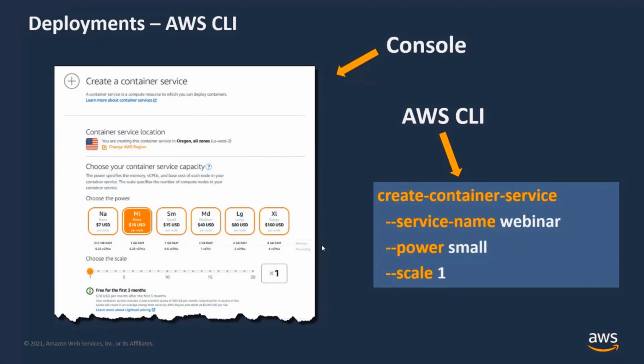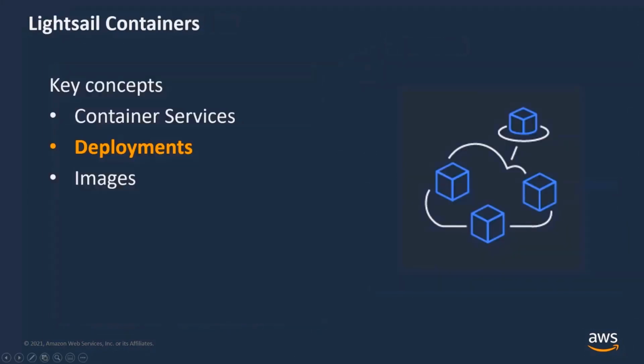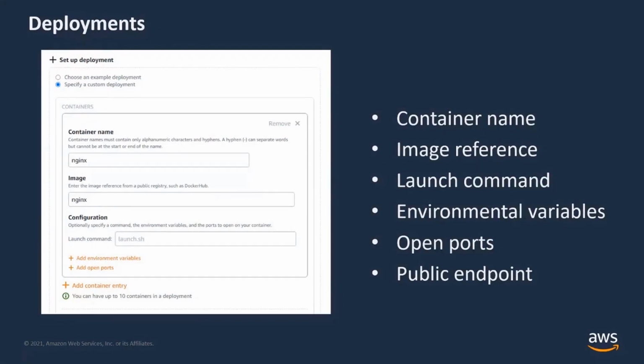So now that we've talked about container services themselves, let's talk a little bit about deployment. We've talked about where our container service is going to be and what capacity it's going to have. Now let's talk about how our container service is going to do that work. And that's in the form of deployments. Deployments are associated with Lightsail container services and define the containers in the service and how they interact with one another and how they interact with the outside world.